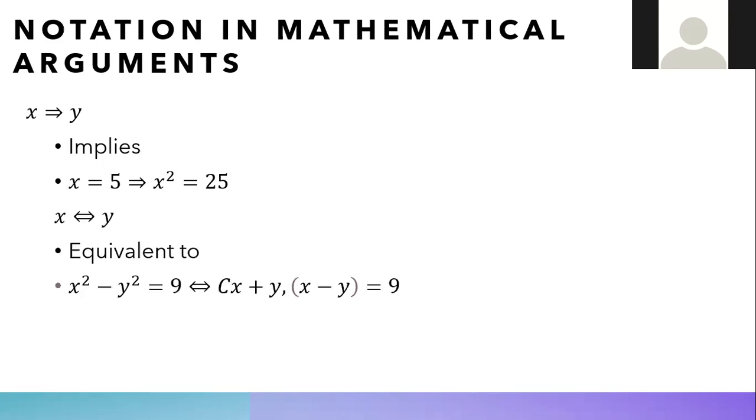We also have a double-ended arrow between x and y, and that means equivalent to. So x squared minus y squared equals 9, and that whole equation is equivalent to, that should be in brackets, x plus y multiplied by x minus y equaling 9.